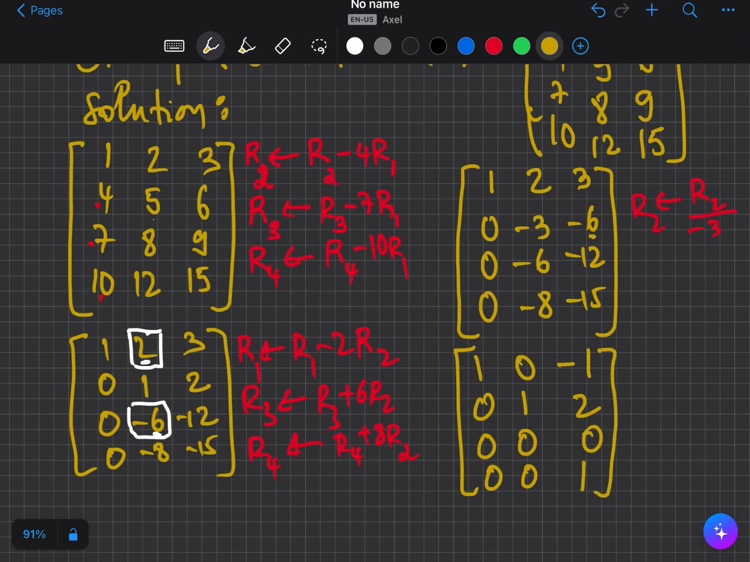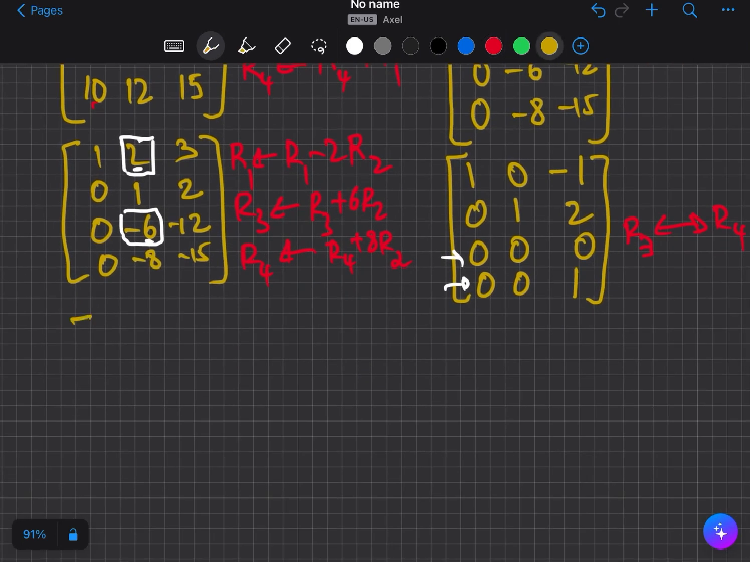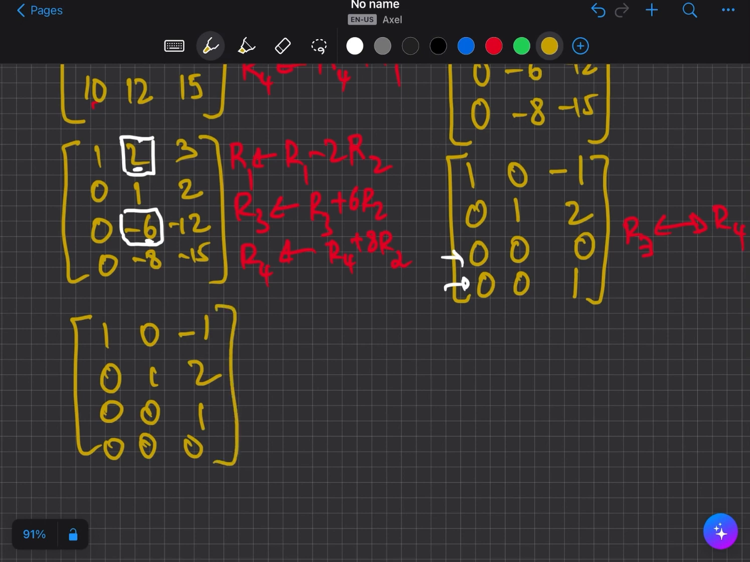Now, what will happen in this case? The next thing I should do is swap these two rows, because we say that the rows of all 0 should be at the bottom. So R3 will be swapped with R4. I will have 1, 0, minus 1, 0, 1, 2, 0, 0, 1, and 0, 0, 0. So I swap, and I have the row of all zeros at the bottom.